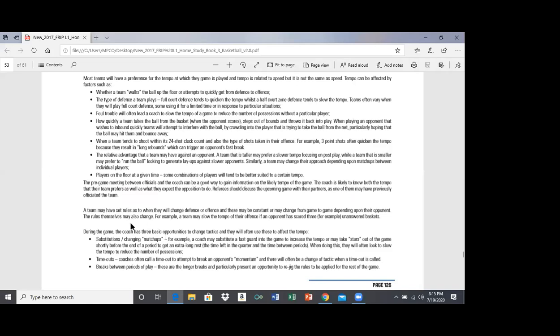Then, of course, teams may have set rules as to when they will change defense or offense. And these may be constant or may change from game to game, depending upon their opponent.